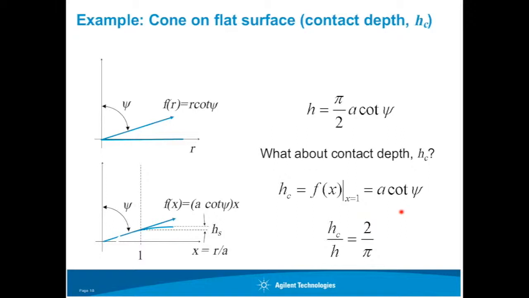And when we compare this contact depth to the total measured displacement, it becomes evident that the contact depth is related to the total depth as 2 over pi. In other words, for a purely elastic, frictionless contact between a cone and a flat surface, the contact depth will always be about 2/3 the total depth, regardless of the absolute size of the indentation.